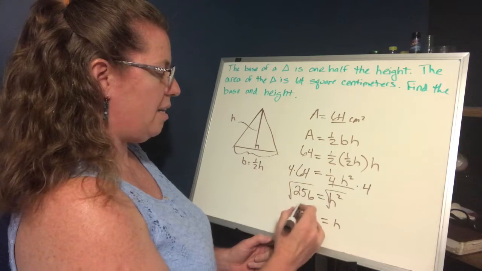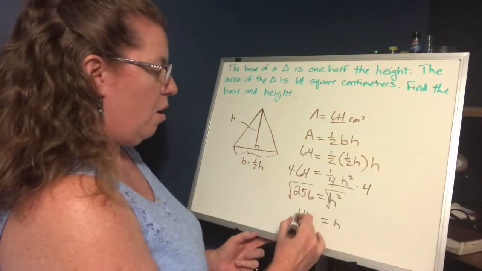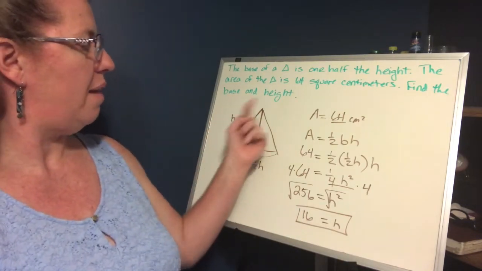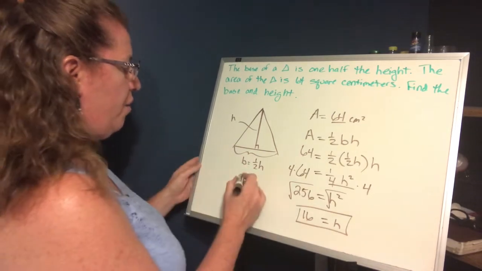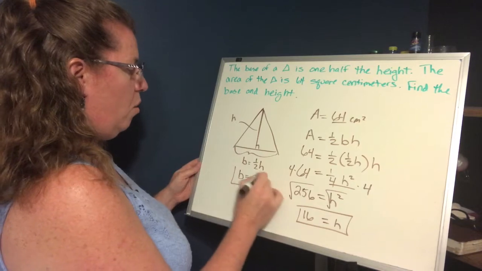We know our height is 16. The square root of 256 is 16. But remember, we're not finished. Let's go back and see. We're supposed to find the base and the height. The height is 16. They told us the base is 1/2. So we know our base is half of 16, or 8.